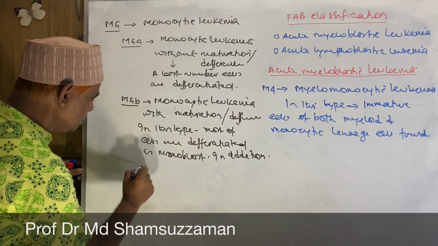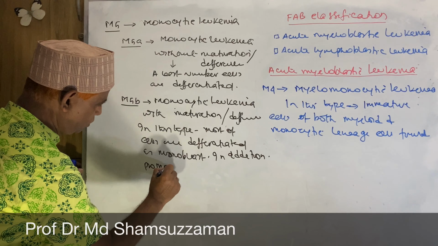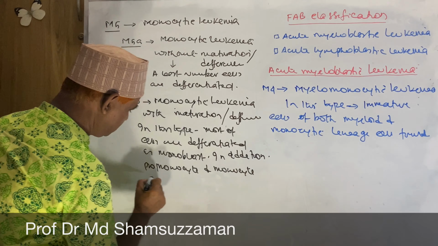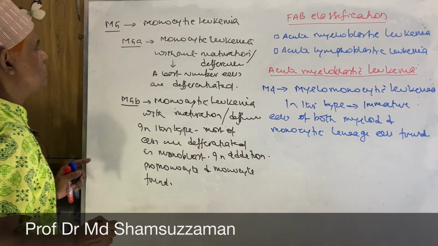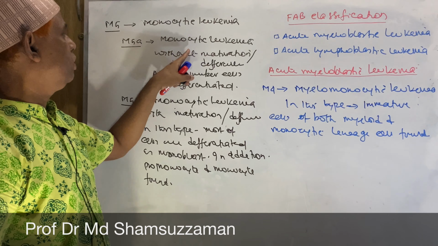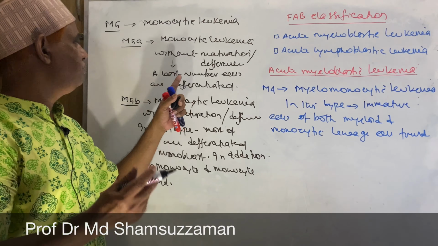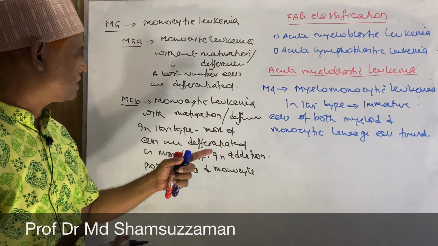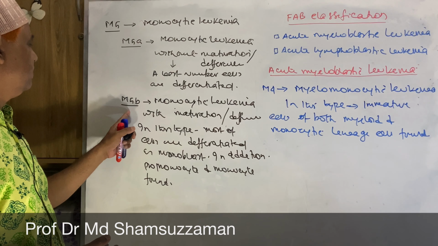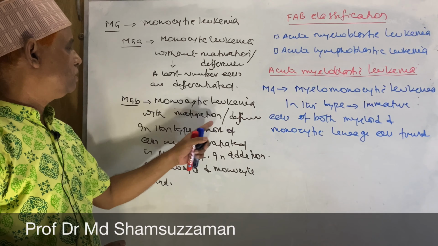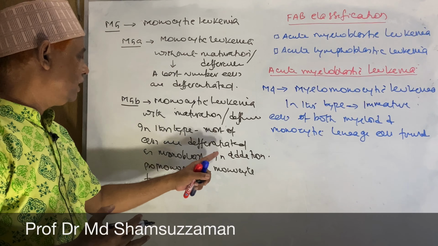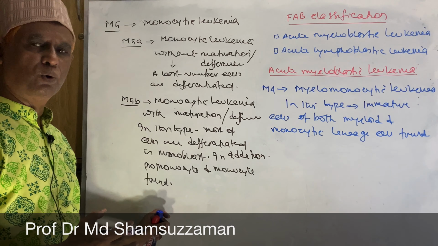In addition, there are promonocytes and monocytes found. So dear audience, how can we differentiate M5A and M5B? M5A is monocytic leukemia without differentiation. Here a few number of cells are differentiated as monoblast, and there is no promonocyte and monocyte along with it. But in case of M5B, it is called monocytic leukemia with differentiation. In this type, most of the cells are differentiated as monoblast. In addition to this, there are promonocytes and monocytes.